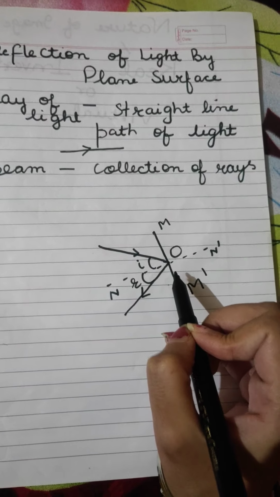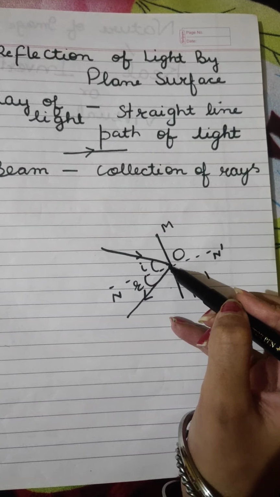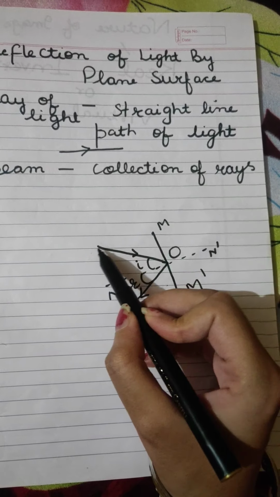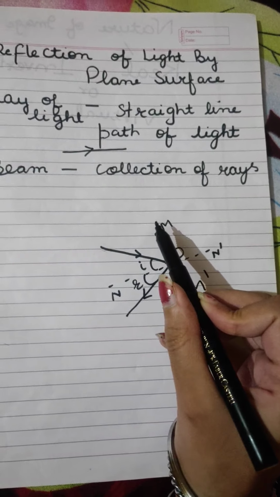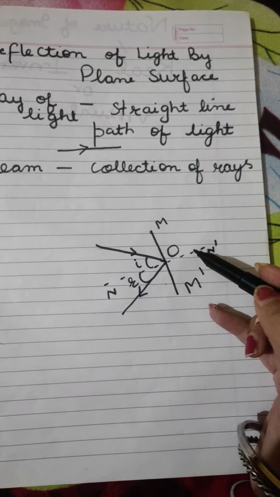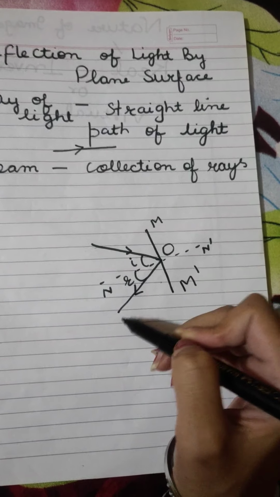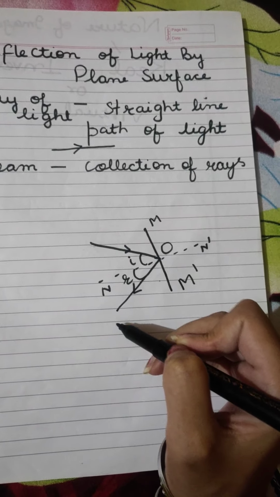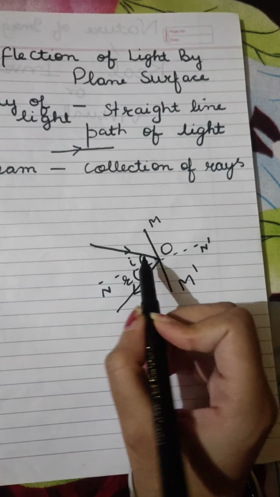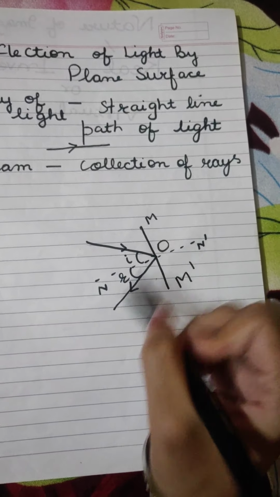All of this is provided in your notes, you can find them there. And then, whenever a ray of light strikes a boundary between different media, it gets reflected back, or it just bounces back. So a ray of light strikes right here and then it gets reflected from this point. This is the ray which is striking and this is the ray which is getting reflected.